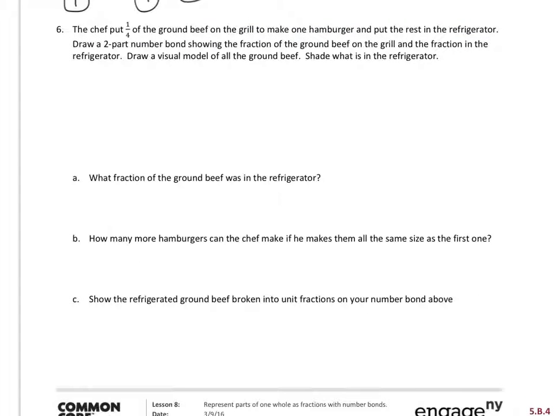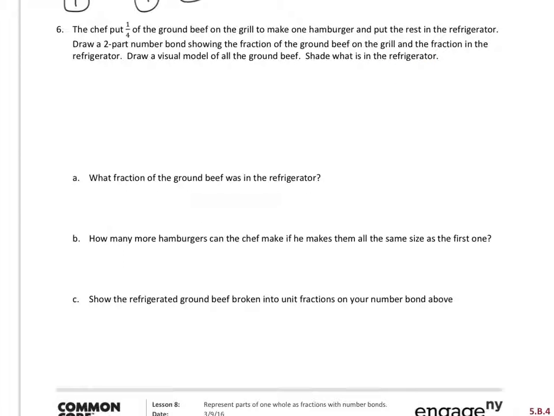Okay, in number 6, let's go ahead and read the problem that we have here. The chef put a quarter of the ground beef on the grill to make one hamburger and put the rest in the refrigerator. Draw a two-part number bond showing the fraction of the ground beef on the grill and the fraction in the refrigerator. Draw a visual model of all the ground beef. Shade what is in the refrigerator. Okay.